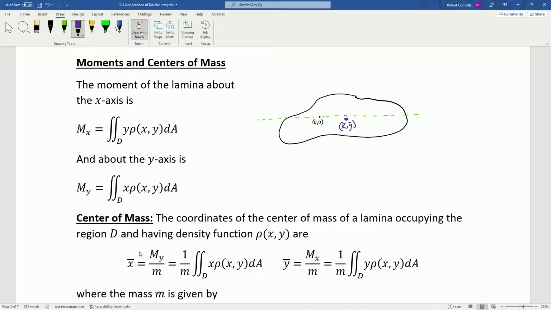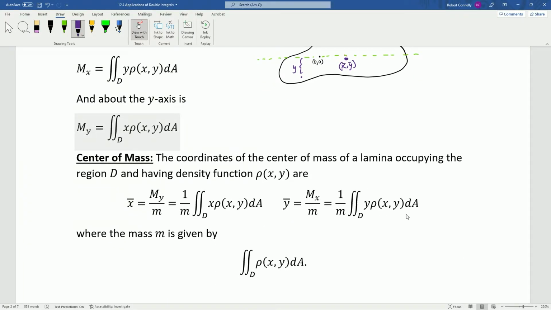You find the x-coordinate by taking the moment about the y-axis and dividing it by the mass, which we can rewrite in this form. And you find the y-coordinate for the center of mass by taking the moment about the x-axis and dividing it by m. Again, remember, the moment about the x-axis is talking about the distance from the x-axis, which is a y value. And likewise, the moment about the y-axis is talking about the distance from the y-axis, which is an x value. These give you your formulas for your coordinates, with the mass given by the double integral of the density function with respect to A.